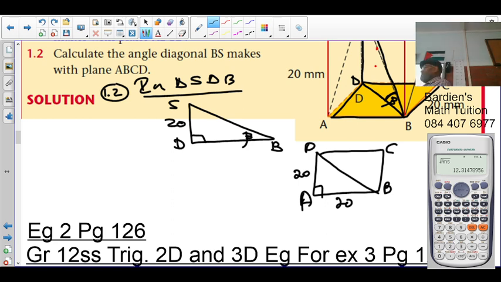Now say we didn't know that. Okay. So it's BD squared is equal to 20 squared.